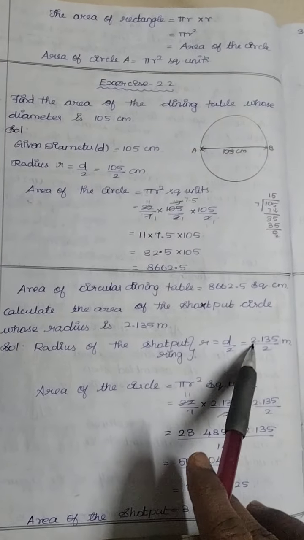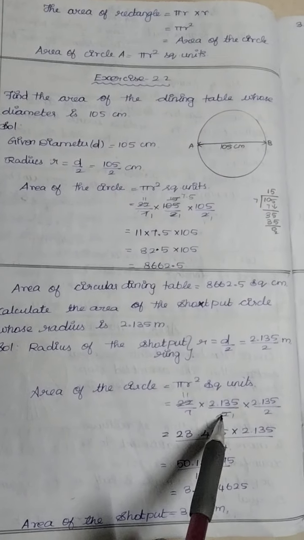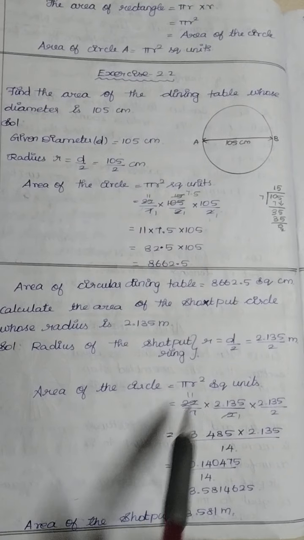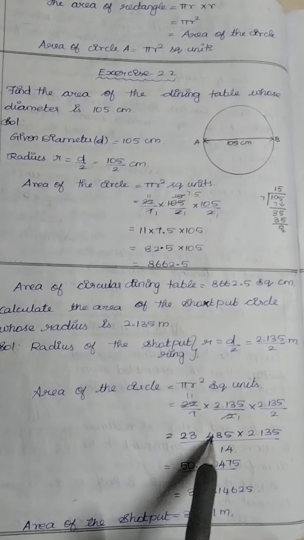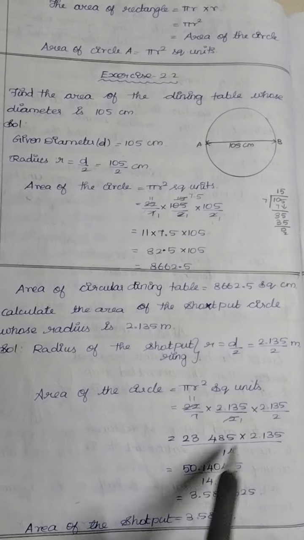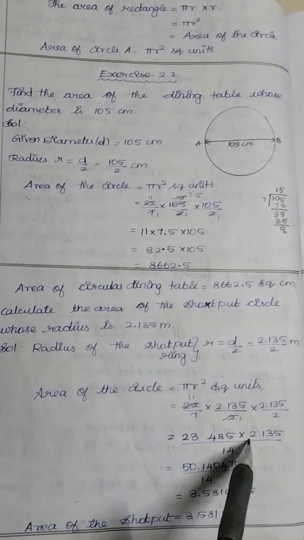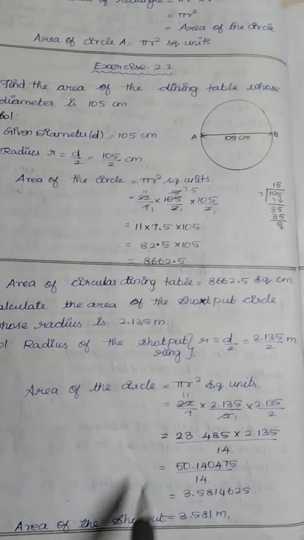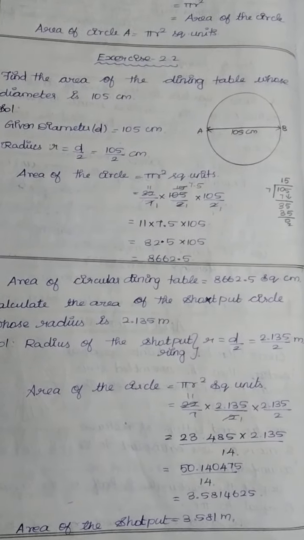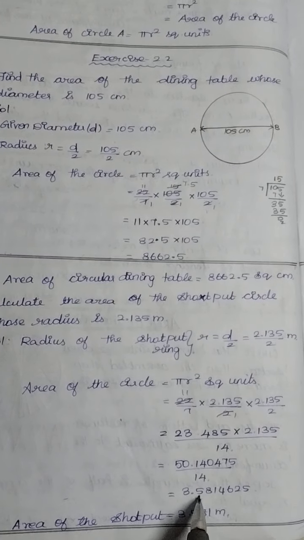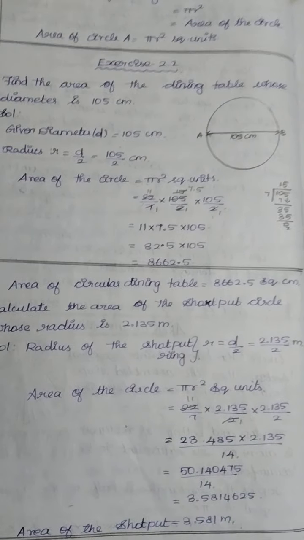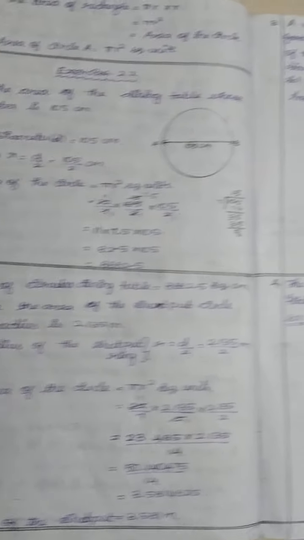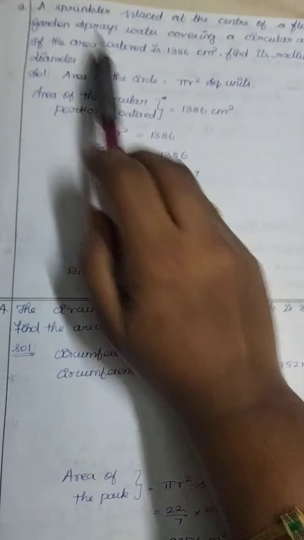We know that 2.135 divided by 2 is the r. We have to substitute twice because the formula is r square. It is equal to 23.485 into 2.135 divided by 14. Then we get the answer 50.140475 while multiplying these numbers. After the decimal point we should write only 3 digits, so the area of the shot put is equal to 3.581 meter. Clear?